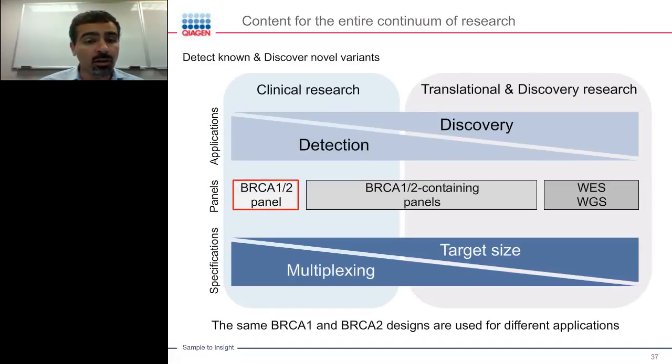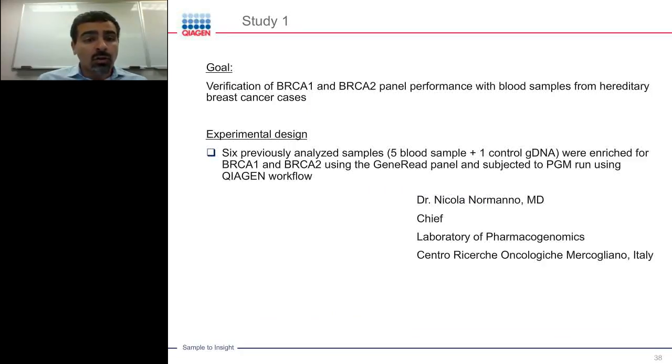So to focus first on the clinical research and the routine testing aspect of BRCA1, BRCA2. This first study is from Dr. Normano's group in Italy. Basically, the goal here was to verify the presence of BRCA1 and BRCA2 mutations in blood samples from hereditary breast cancer cases. Six samples were analyzed, 5 blood samples and 1 control genomic DNA. The samples were enriched for BRCA1 and BRCA2 using the GeneRead DNAseq panel, and then subjected to PGM sequencing using this QIAGEN workflow.